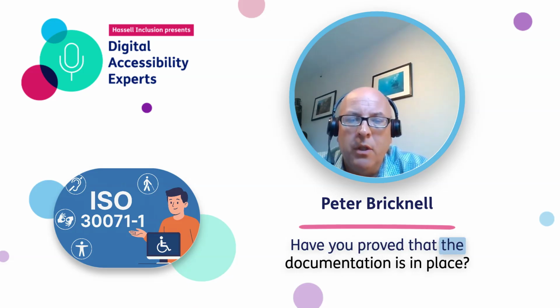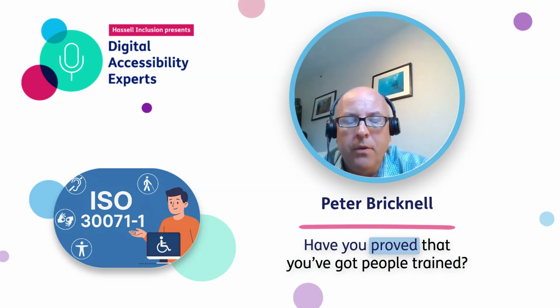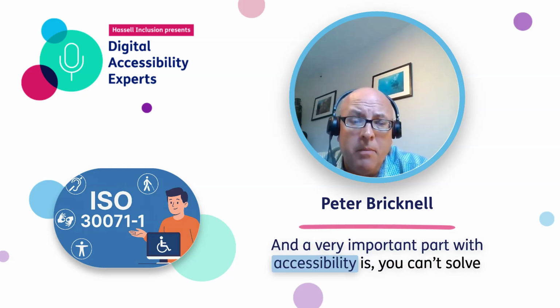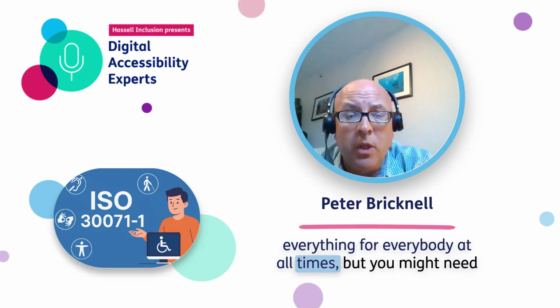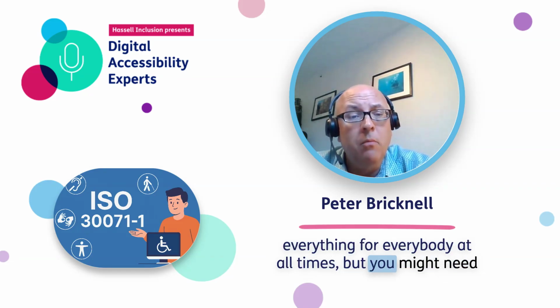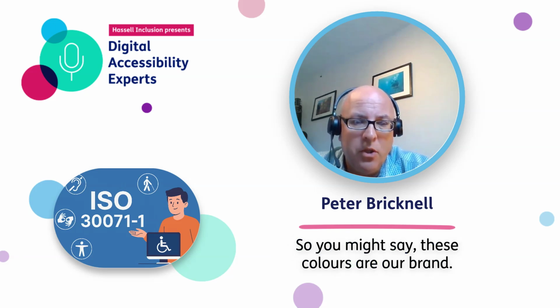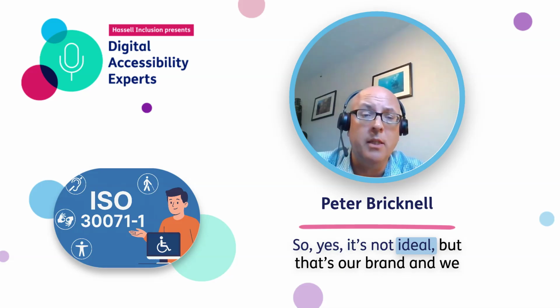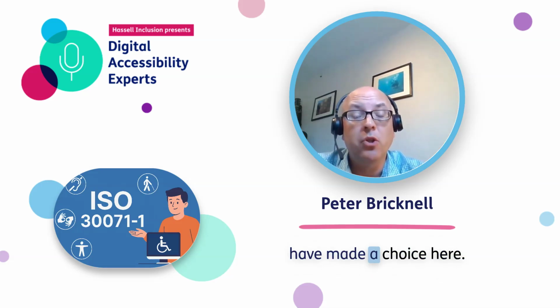Have you proved that the documentation is in place? Have you proved that you've got people trained? Have you proved that the policies are being followed? And a very important part with accessibility is you can't solve everything for everybody at all times, but you might need to make some design choices. So you might say, these colors are our brand. So yes, it's not ideal, but that's our brand, and we've made a choice here.